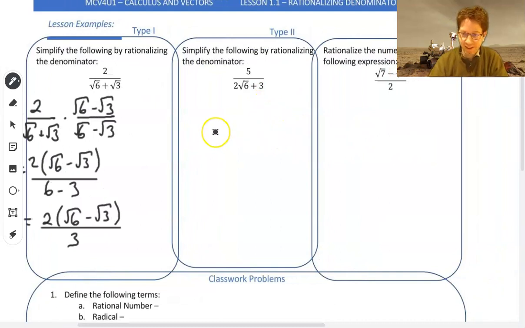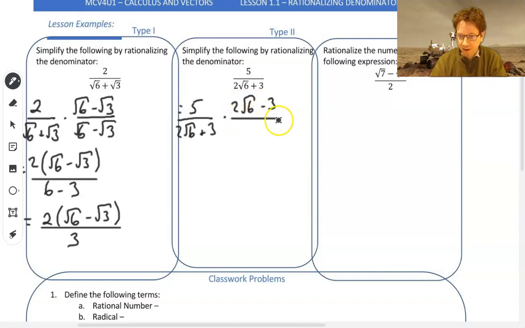Second one, same thing. We're going to multiply numerator and denominator by that conjugate. So here we have 2 root 6 plus 3. So I'm going to multiply by 2 root 6 minus 3. Top and bottom.